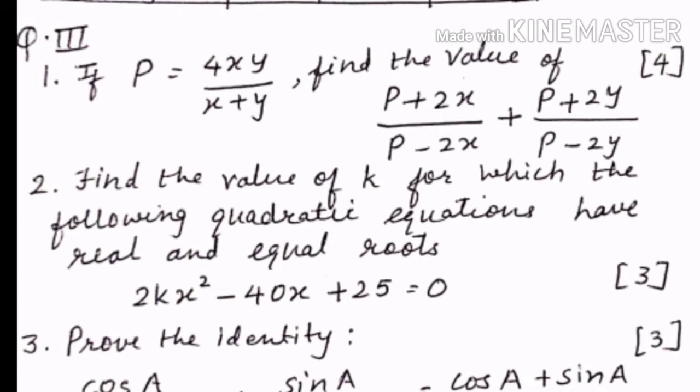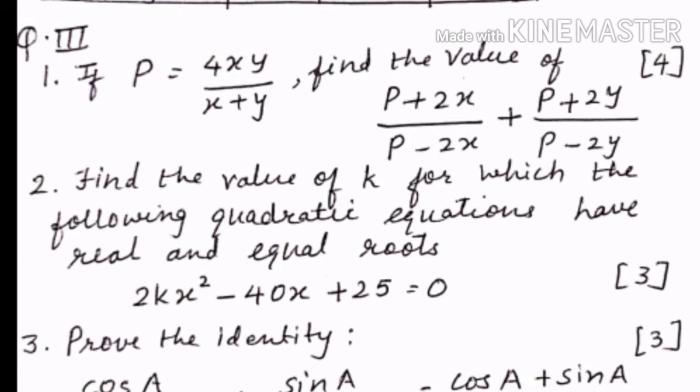Okay, so in this, first of all you will split this 4xy as 2x and 2y. So first of all, after splitting this, I'll take this 2x in the denominator of p. So p upon 2x is equal to 2y upon x plus y, and then by componendo and dividendo you will get your p plus 2x value and p minus 2x value.